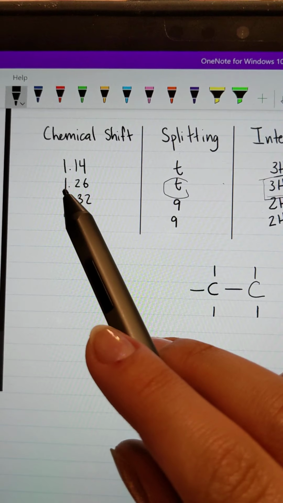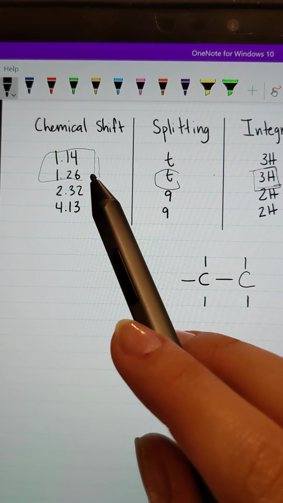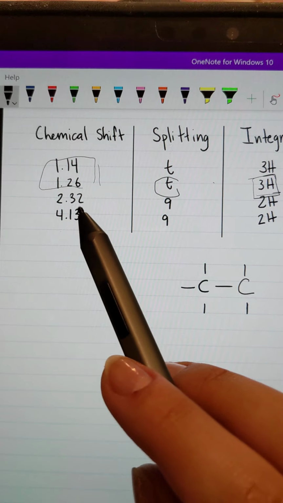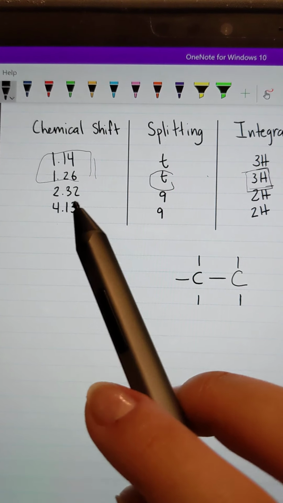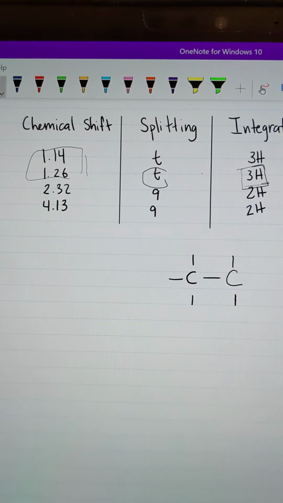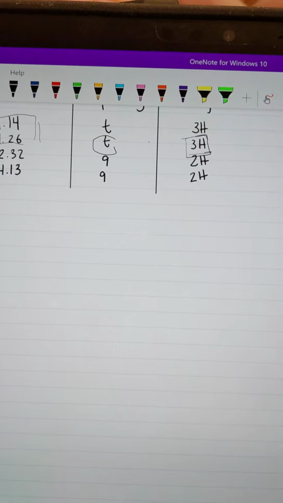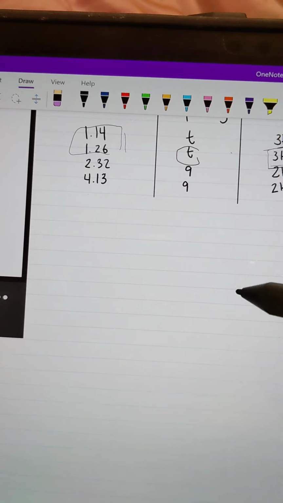So these are significantly more upfield than these two, meaning that they're further away from the oxygen atoms, which are electronegative, and then you know how it be.